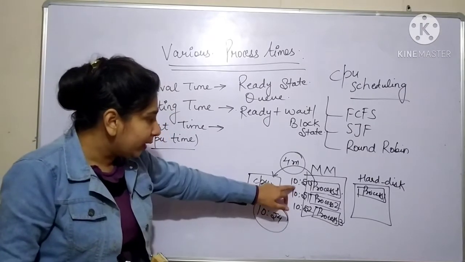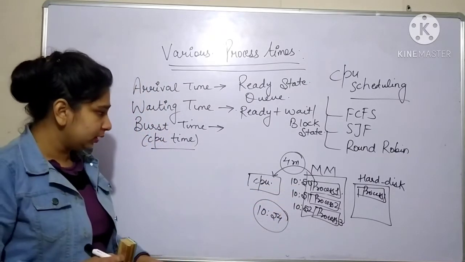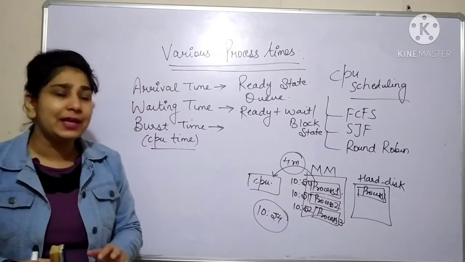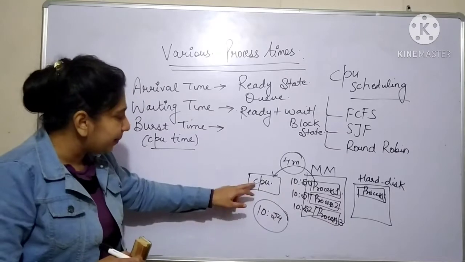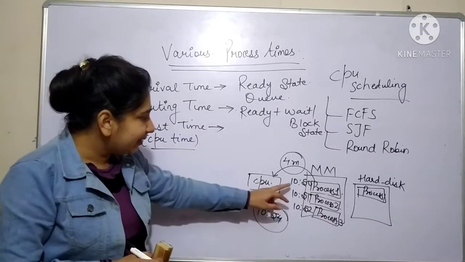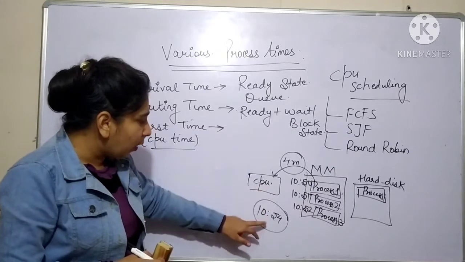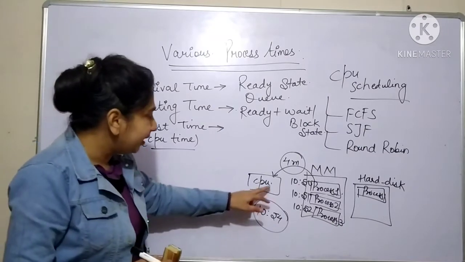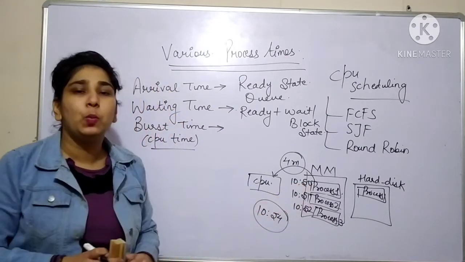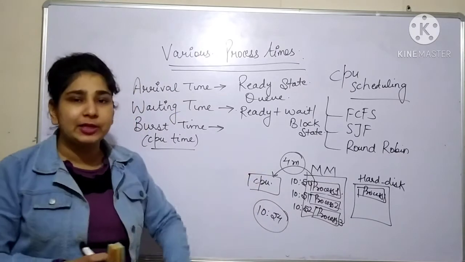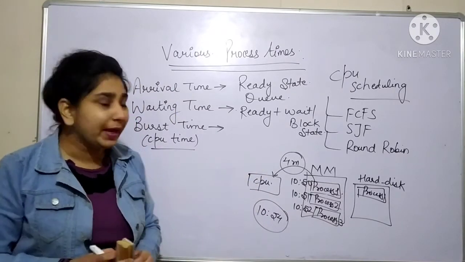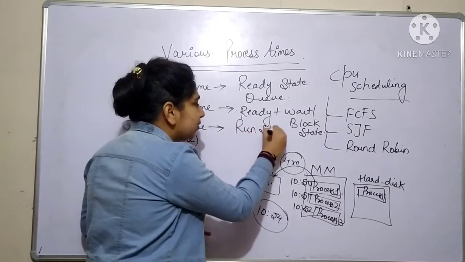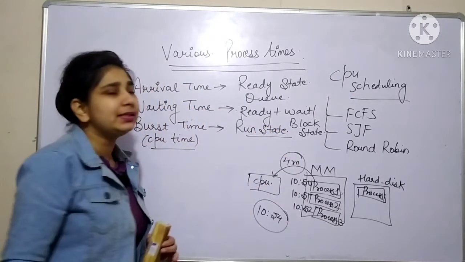In this case, we discussed that process 1 wants to execute on CPU for 4 minutes. It arrived at 10:50 and it wants to execute on CPU till 10:54. So 4 minutes is the burst time of process 1. It wants to execute on CPU for 4 minutes. So it is actually your run state, when any process is present in the run state.